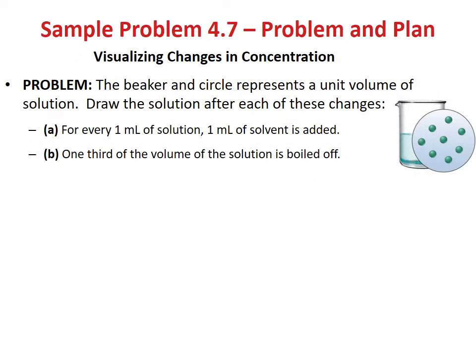Sample problem 4.7. The beaker and the circle represent a unit volume of solution. Draw the solution after each of these changes. 1. For every 1 milliliter of solution, 1 milliliter of solvent is added. And this is a dilution process. Add water, the solution becomes more dilute. And the question is, how do you draw it after dilution?